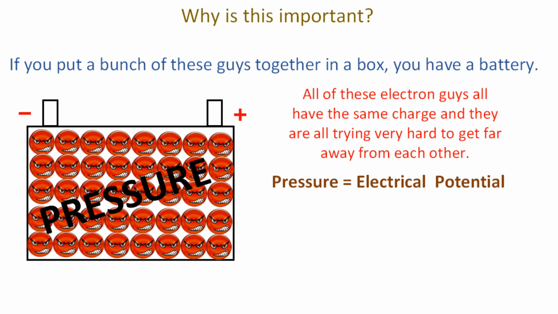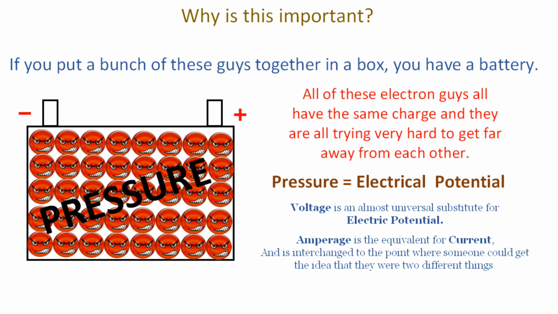And voltage is almost universal substitute for the noun electric potential. Nobody says electric potential. They all say voltage. Amperage, which we'll get to later, is the equivalent for current. And they don't really use current very much. Most people say amps. So pressure equals electric potential.